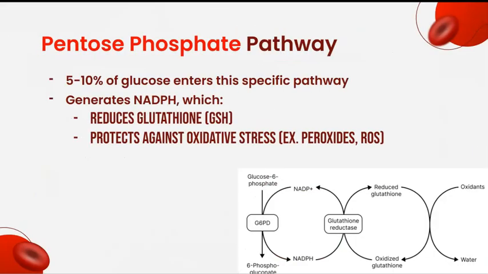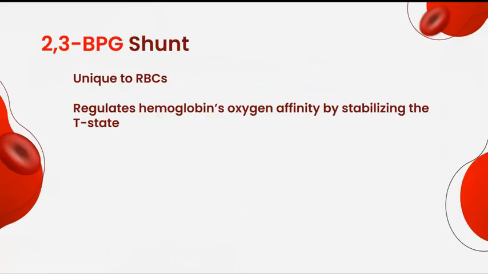A small portion of glucose, about 5 to 10%, enters the pentose phosphate pathway, producing NADPH. NADPH is vital for keeping glutathione in its reduced form, protecting the cell from oxidative damage. Red blood cells also have the 2,3-BPG shunt, which regulates hemoglobin's oxygen affinity by stabilizing its low-oxygen T state, ensuring oxygen releases in the tissues.